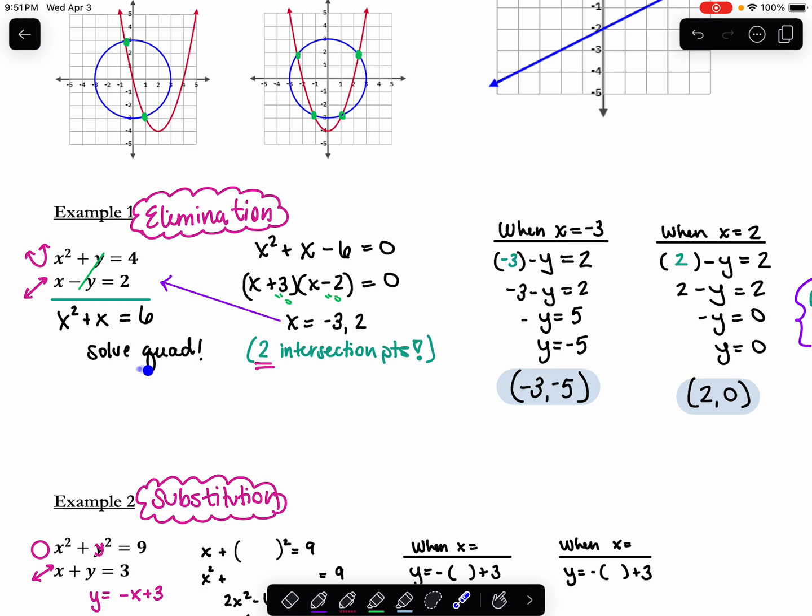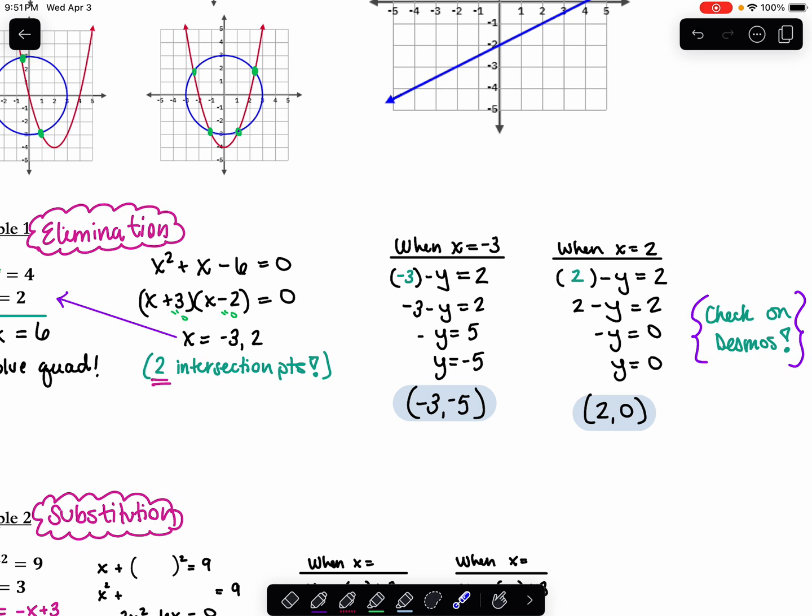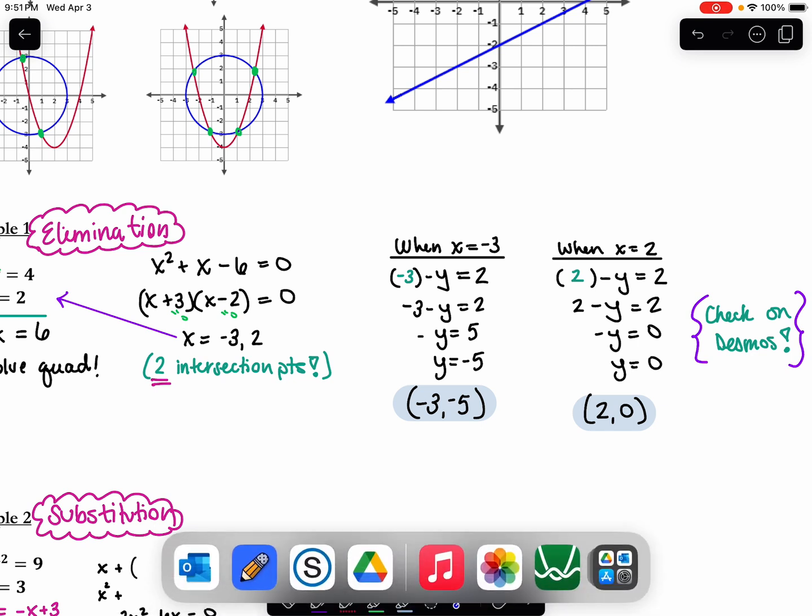We ended up having to work with a quadratic to get our 2 x values. Then we had to plug both of them back into one of the equations. Again, I chose the linear one. I plugged in -3 for x and 2 for x over here and showed all my work here to get the corresponding y value.